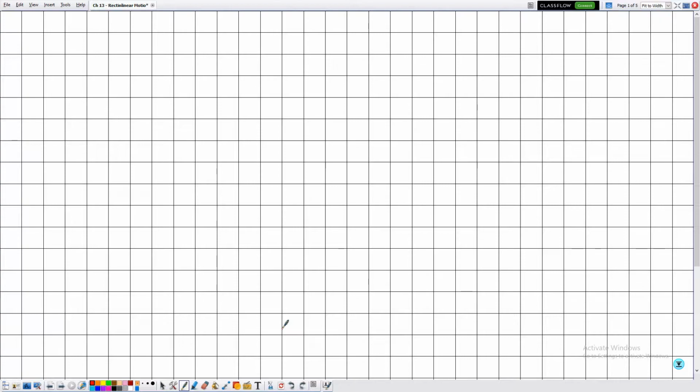Okay, hello everyone, in a new video we have reached part 4 of chapter 13, which is the chapter of rectilinear motion for grade 10 students. Now we are going to complete the explanation in this chapter, and we have reached section number 6, which is the motion of a puck.